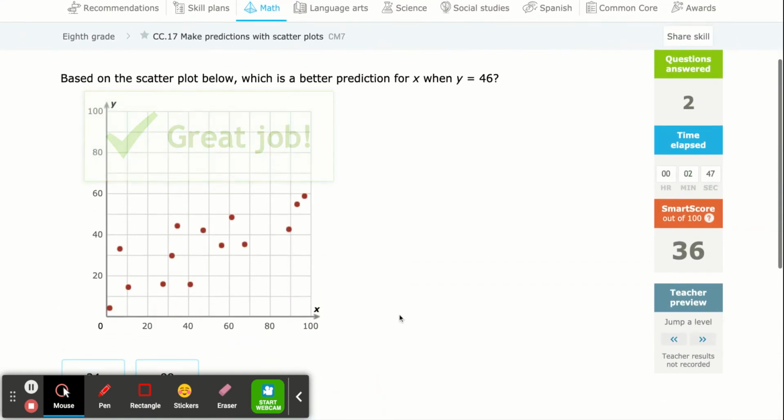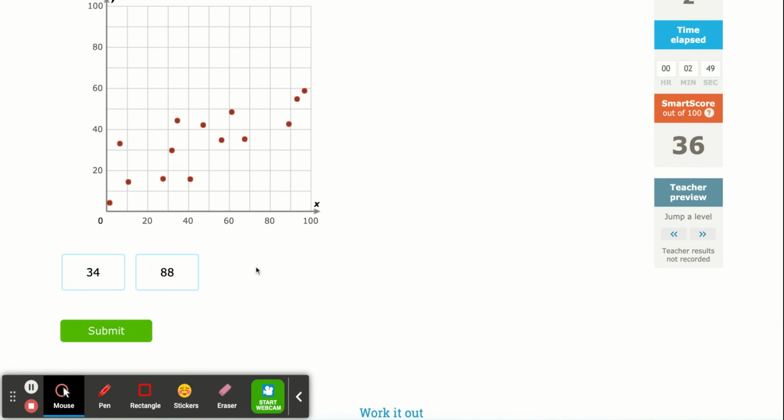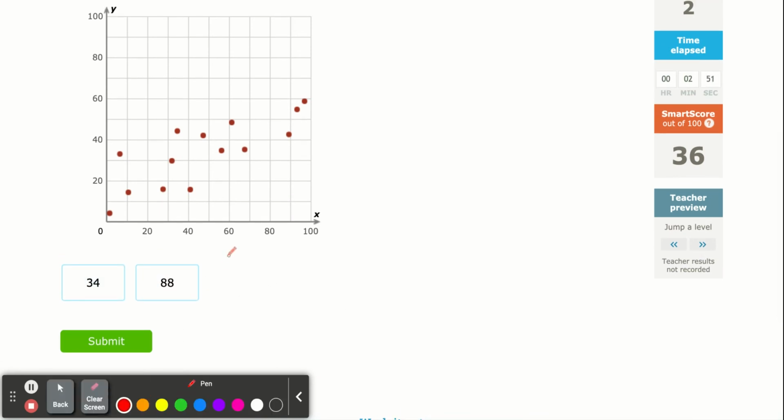It's just prediction. Luckily, they're always going to give you a multiple choice, so you don't have to pick the value yourself. You just have to say which one is closer to the correct value that it would fit under.